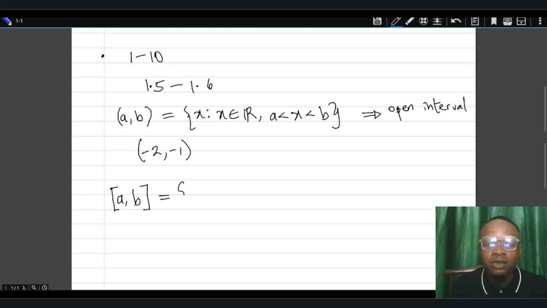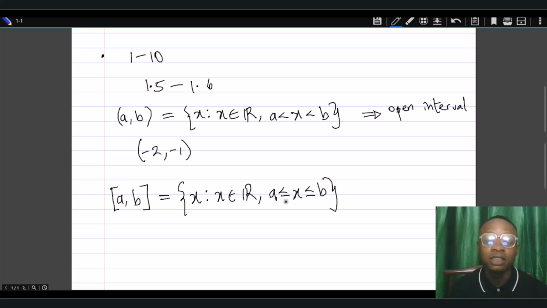So for instance, this will be the set that contains x, where x is a real number and x lies between a and b. But in this case, a is less than or equal to x, which is less than or equal to b. So that means this contains all real numbers between a and b, including a and including b. So this interval is closed below, so to speak, by a and above, so to speak, by b. That's why we say this is a closed interval.